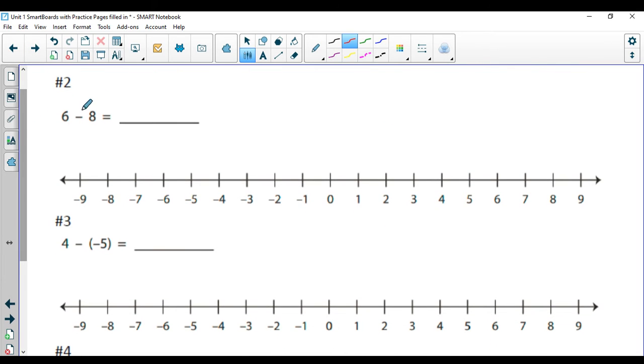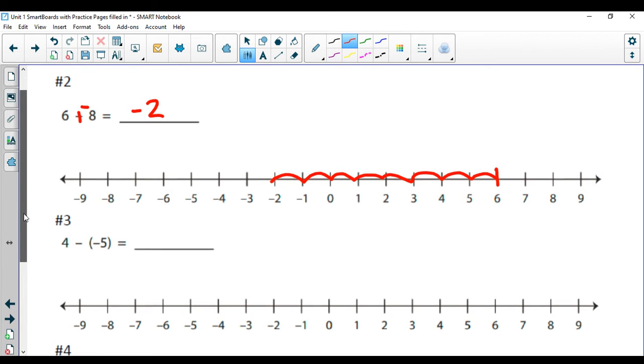For number 2, our first number stays the same. Subtraction changes to addition, and the 8 becomes a negative. So we're going to start at 6, and we're going to move 1, 2, 3, 4, 5, 6, 7, 8 spots to the left because of the negative 8, which gives us a negative 2 for our answer.